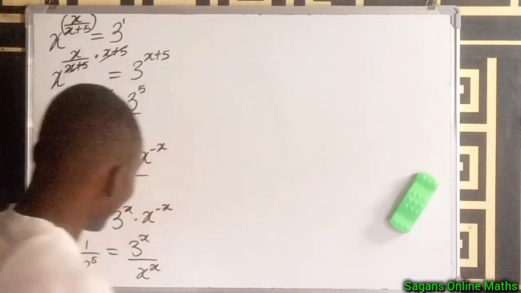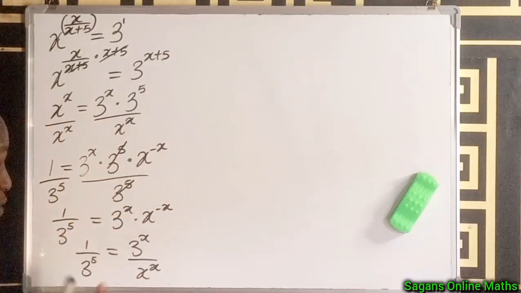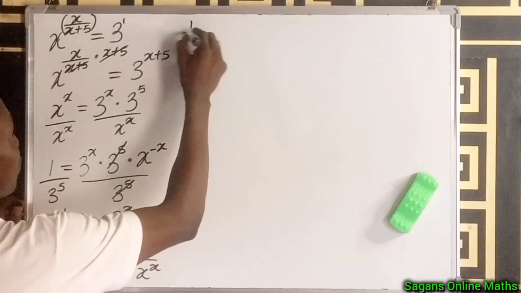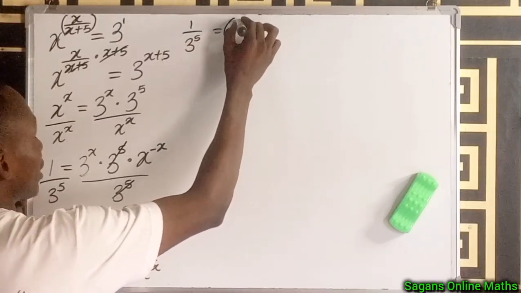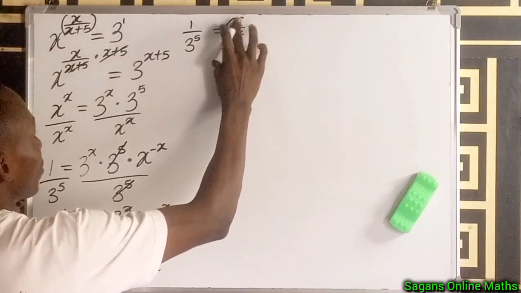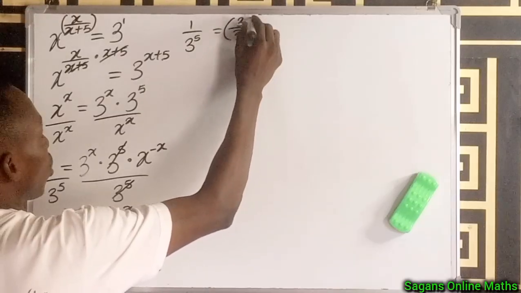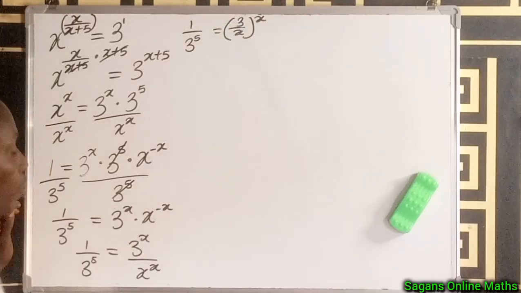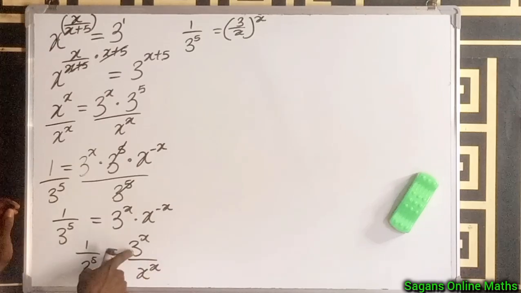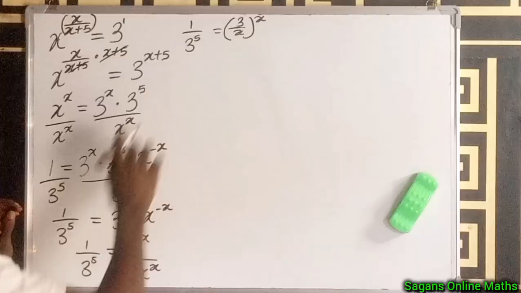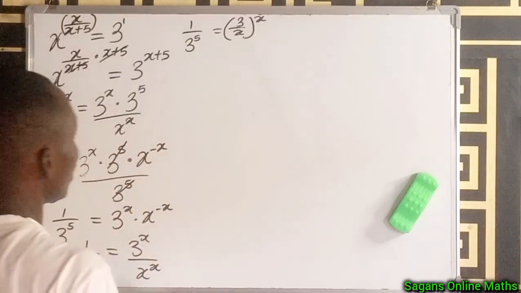All right. Now at this point, if you obey the properties of indices very well, the power here is x, the power here is x. We can also write it as 1 divided by 3 to the power of 5 is equal to 3 divided by x, then all to the power of x, because this x is affecting this 3 and this other x, which is the base. Remember that this 3 here is the base, this x here is the base, and they are not the same base, but they have the same power. You can write this form by the properties of indices.